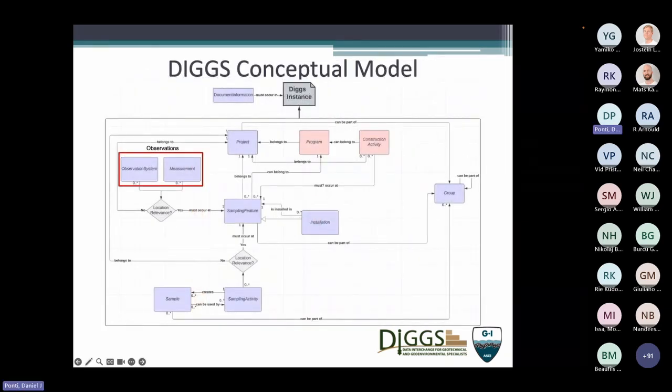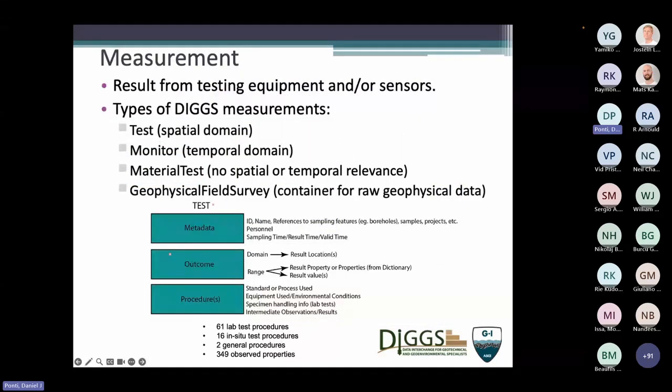Also in our conceptual model, we have two ways of defining observations. One of them is called a measurement, and the other is called observation systems. Measurements are used for numerical information that's largely derived from testing equipment or sensors. So laboratory tests and in situ tests use this.